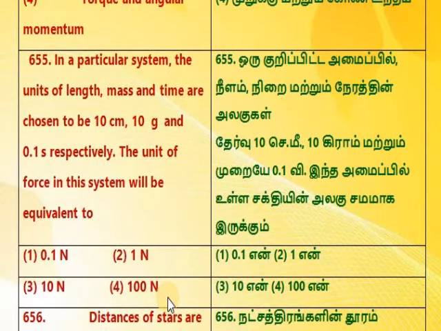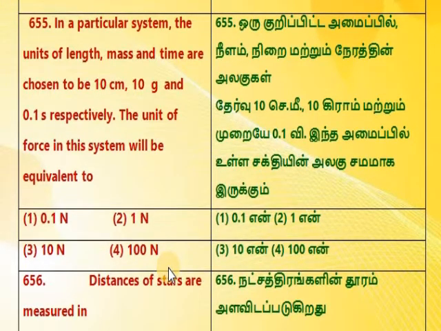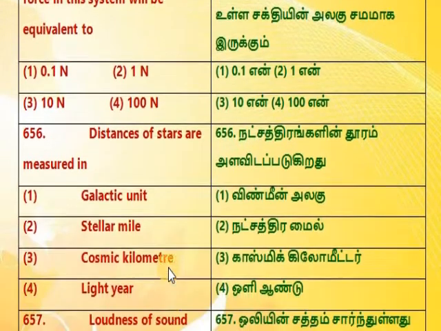655. In a particular system, the units of length, mass, and time are chosen to be 10 cm, 10 g and 0.1 s respectively. The unit of force in this system will be equivalent to: 1. 0.1 N, 2. 1 N, 3. 10 N, 4. 100 N.